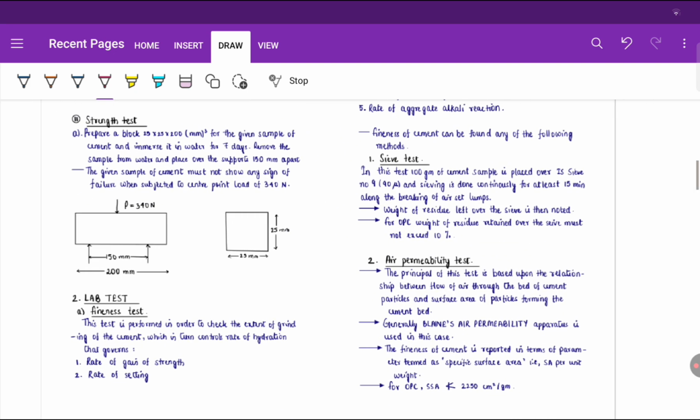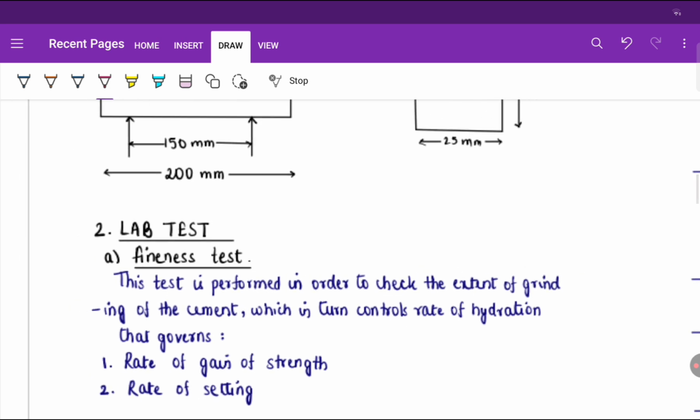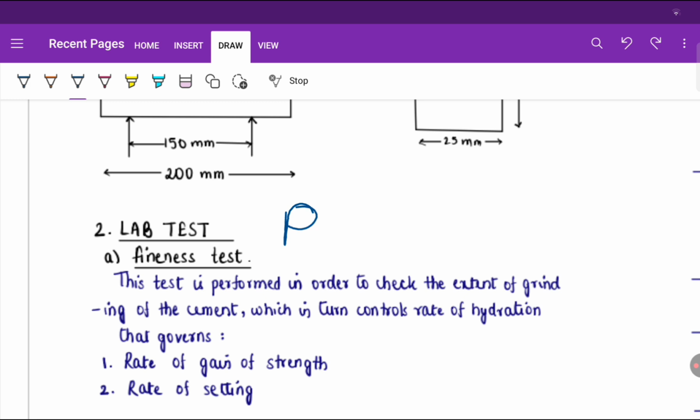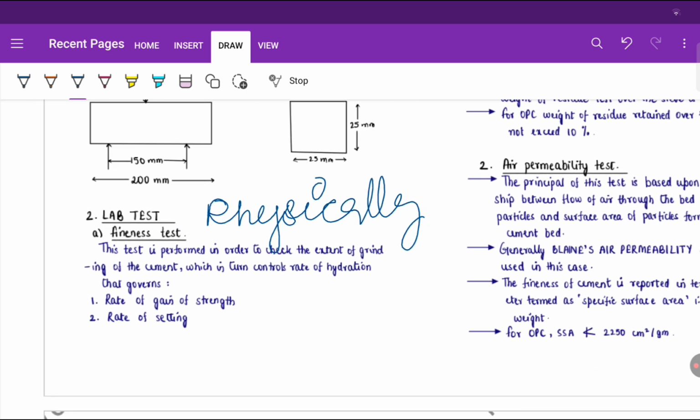Okay, let us move to the lab tests. So these are lab tests, but physical tests, which we perform physically. In physical tests, first of all we have the fineness test, then the consistency test, then IST and FST.